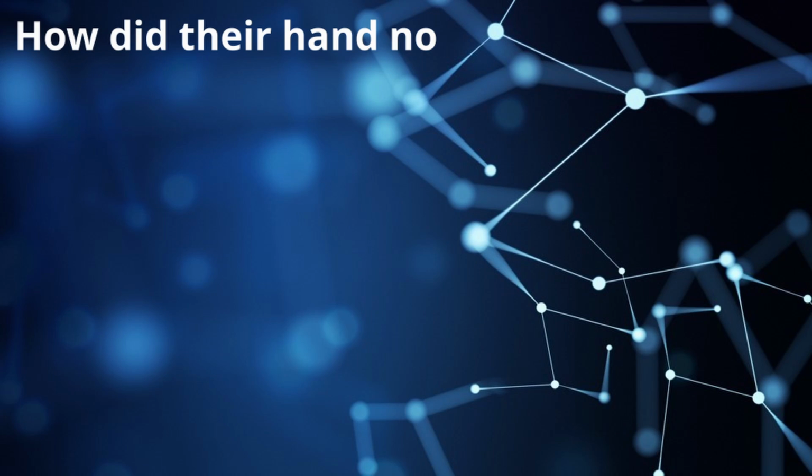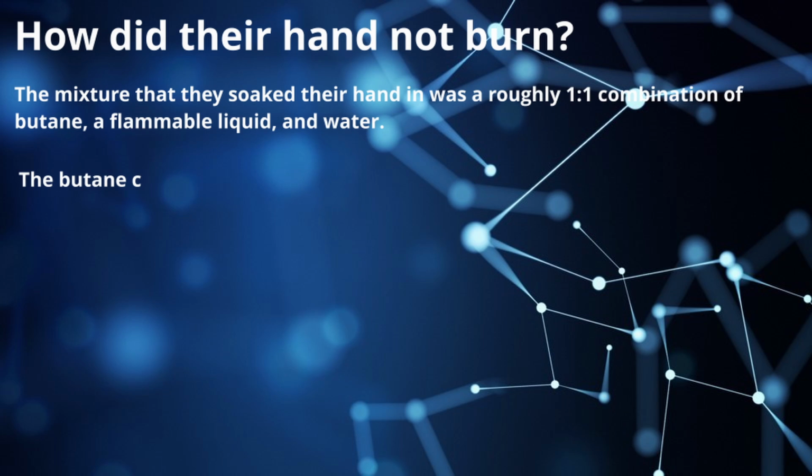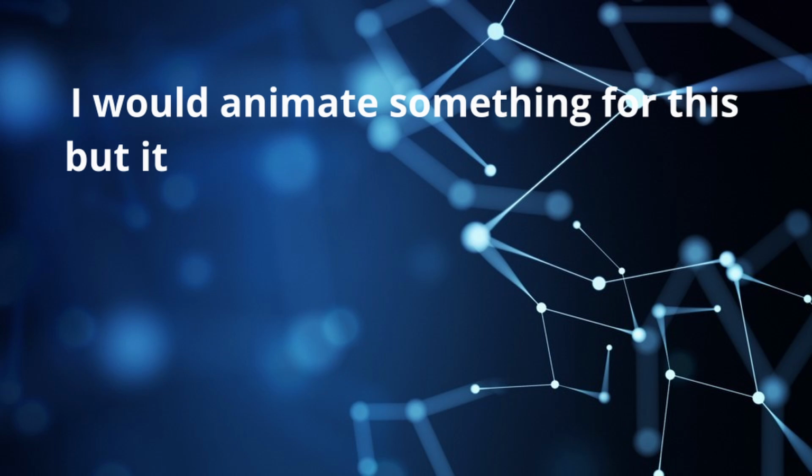So how did they do this without burning themselves? The mixture they soaked their hand in was a roughly 1-to-1 combination of butane and water. The butane combusted, but the water was able to absorb all the heat that would have been transferred to the hand, preventing the person from getting burned.